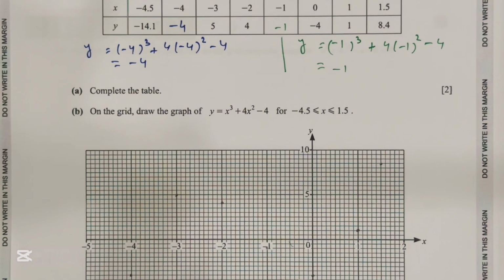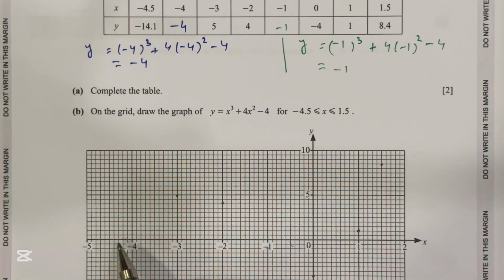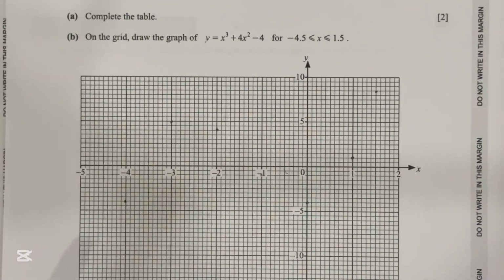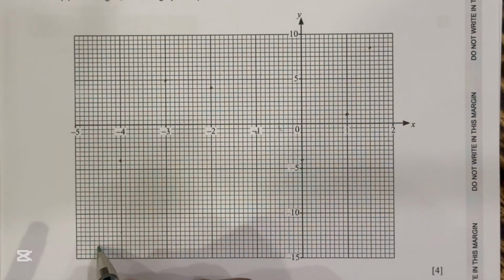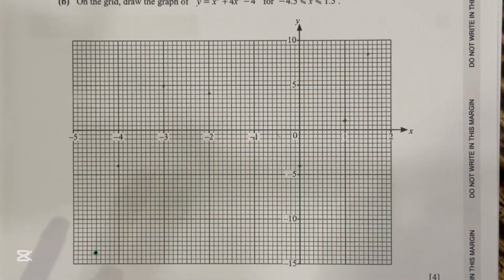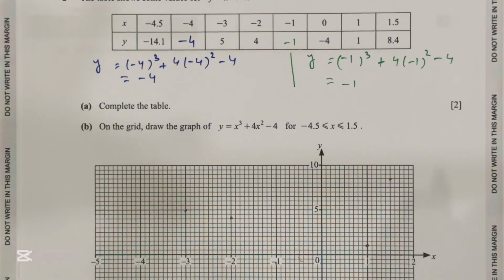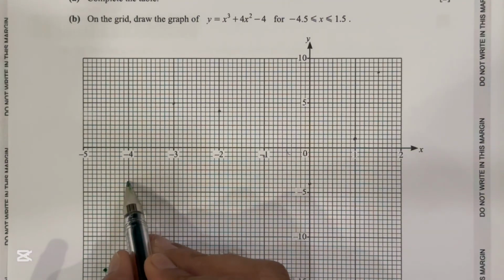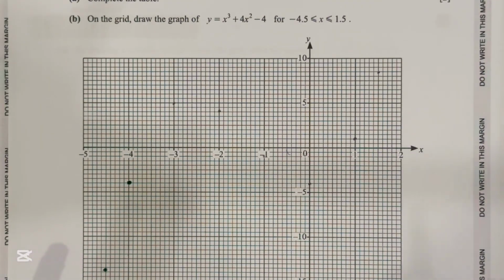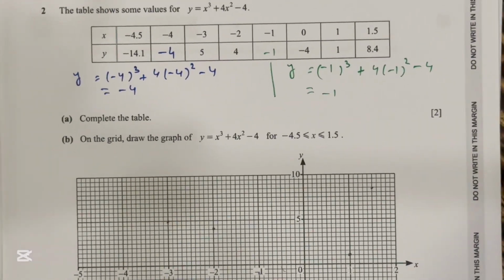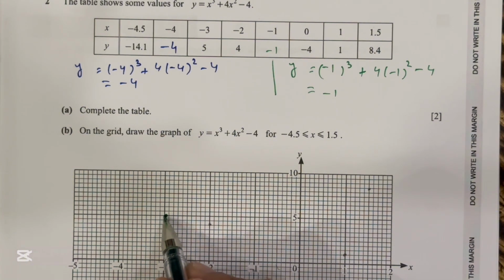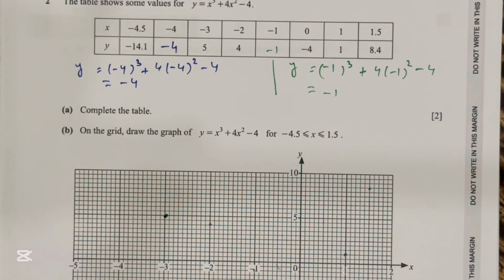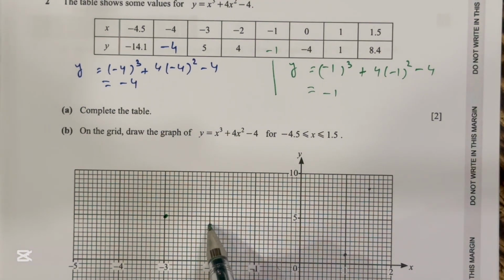By looking at the value minus 4.5, the value of y would be here, and it should be minus 14.1, and minus 14.1 would be over here if you look at the graph. So this is the point. Now the second point: at minus 4 the value is minus 4. This would be your point. Then at minus 3 the value is plus 5. Now at minus 2 the value is plus 4. So this would be this.